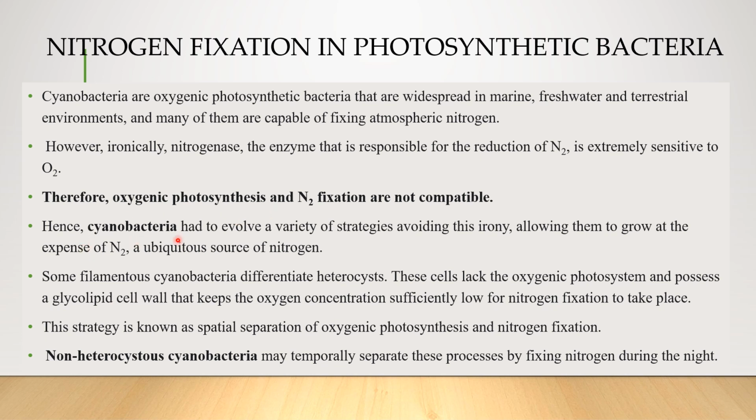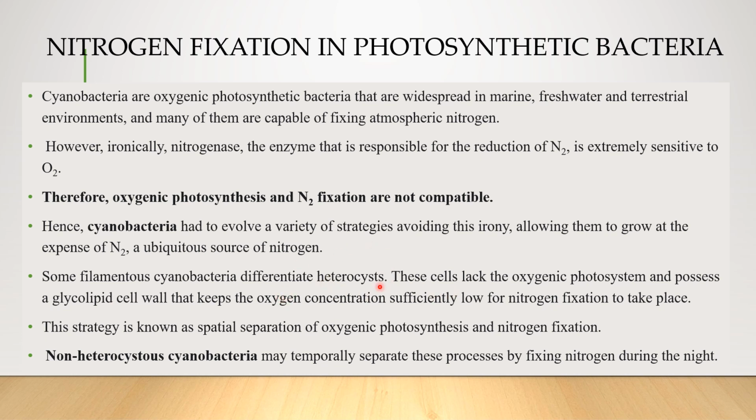And these cyanobacteria are so smart that they have come up with a strategy which avoids these situations and allows the plant to do photosynthesis as well as produce nitrogen. It allows them to fix the nitrogen also. So some filamentous cyanobacteria, if both are there, they cannot do it, right? So they have come up with some differentiated heterocysts.